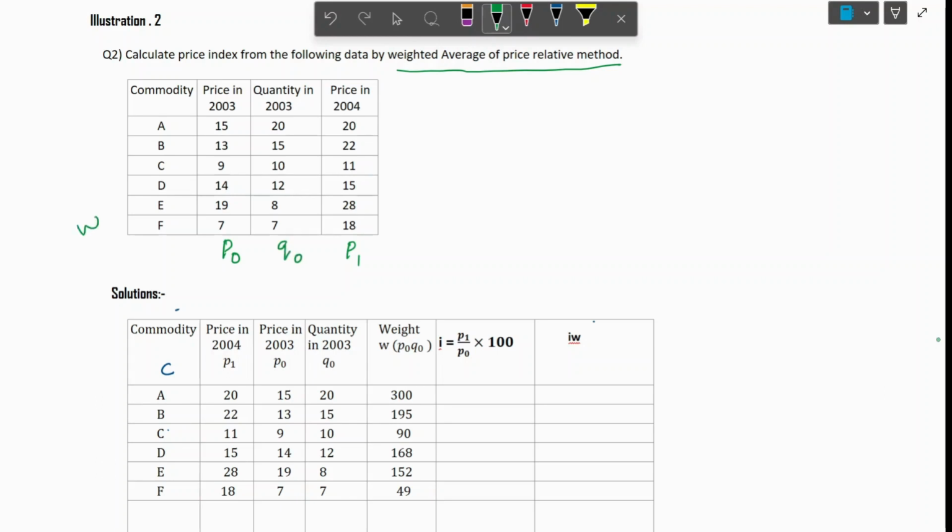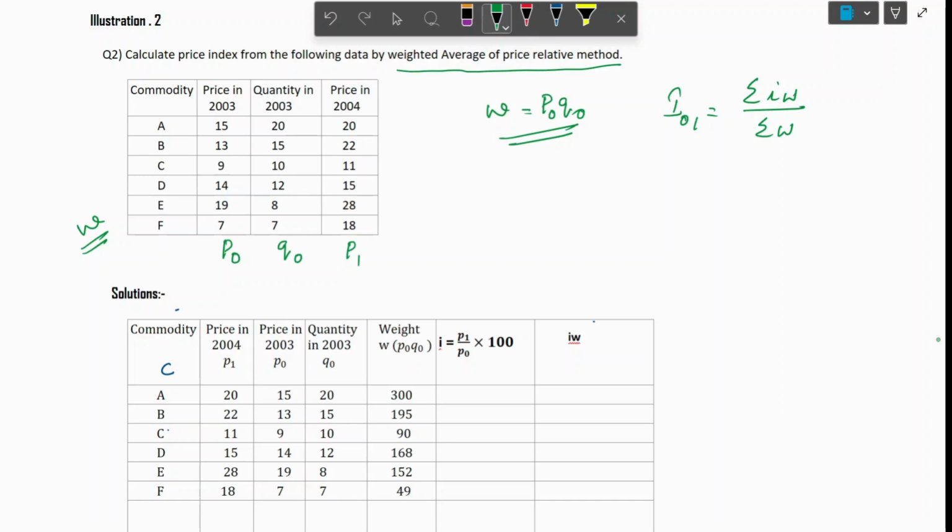That means here directly W is not given, so one more extra column needs to be there. You need to calculate W. W is equal to P0 into Q0. Okay. Therefore, same method, weighted average price relative method. Why are we calculating W? Because in our formula, the index number I01 is equal to summation of IW divided by summation of W. You need to know what is I, then multiply with W and add.